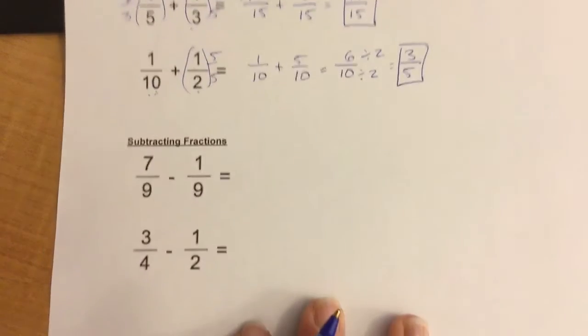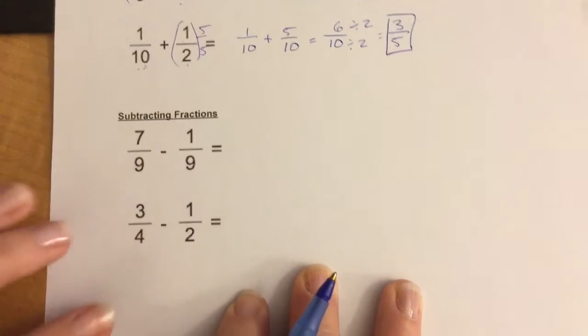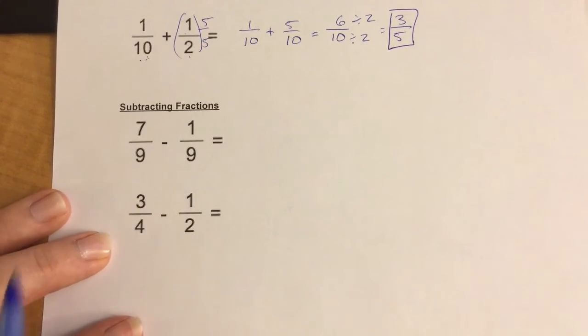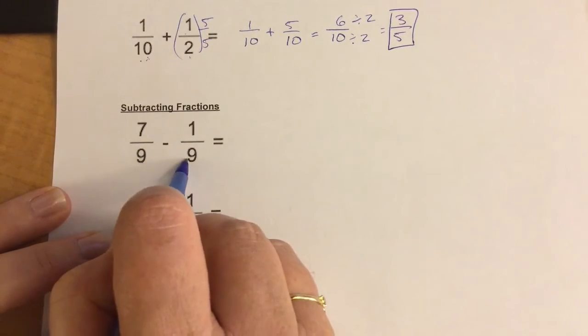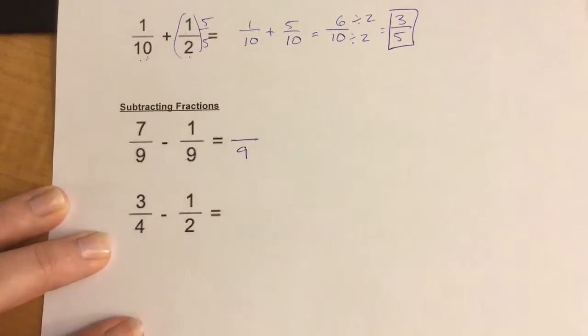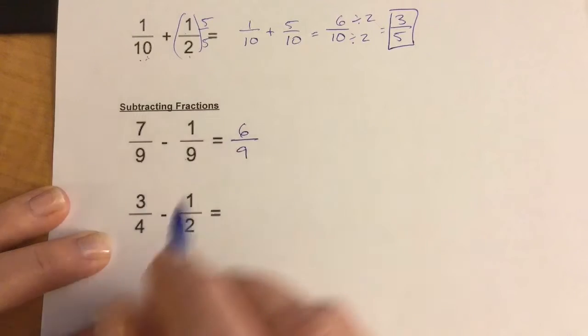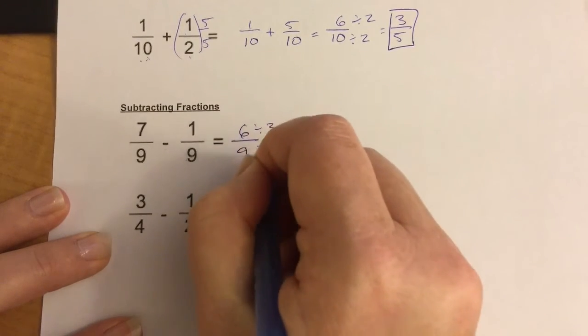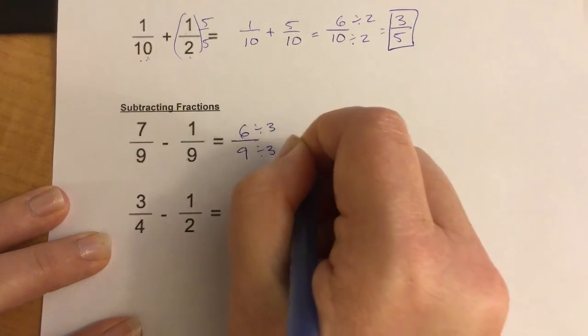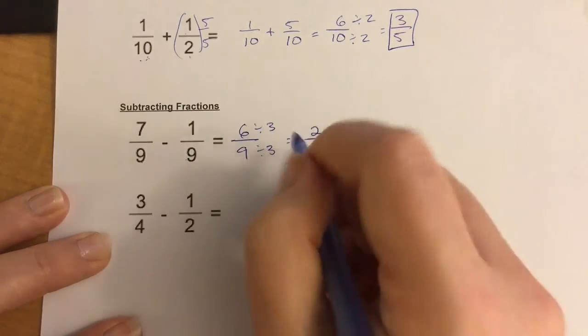We're only going to take a second on subtracting fractions because it's the same rules as adding. So if you have the same denominator, you're good to go. So keep your denominator and then subtract the numerators. 7 minus 1 is 6. And then reduce this one, divide top and bottom by 3. And that one is done.